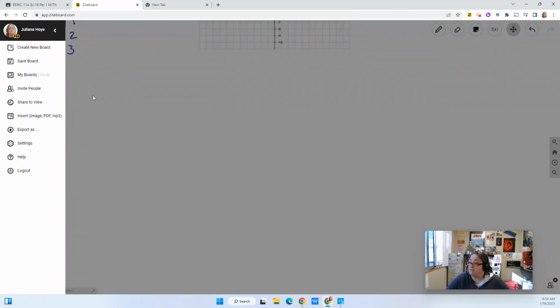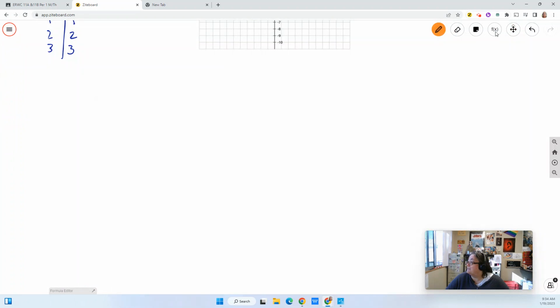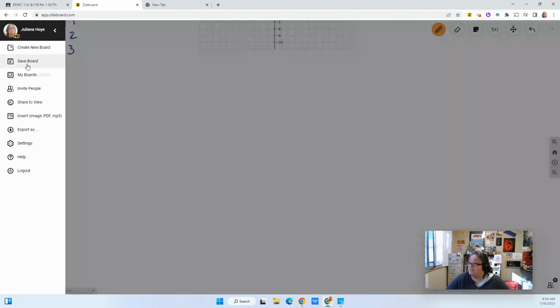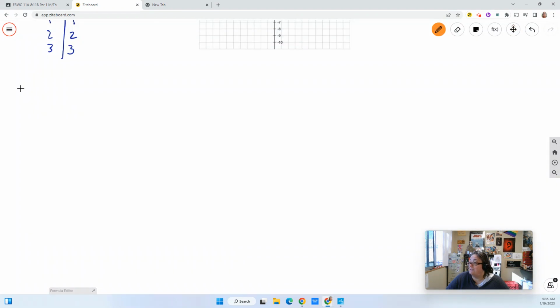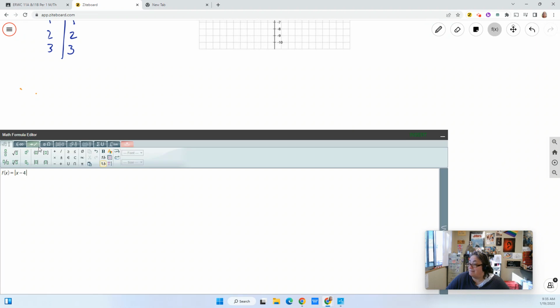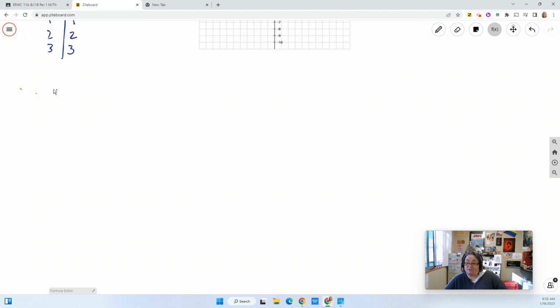I was wondering if there's a text box on this thing. I was hoping I could put in some actual text that I didn't have to write. I know there's a way to do text on this, but apparently, maybe on the formula editor. Nope. All right. You just have to deal with my bad handwriting for right now.